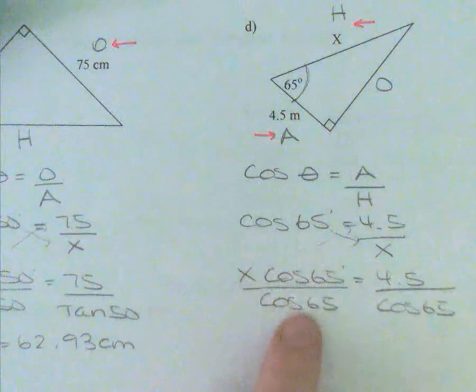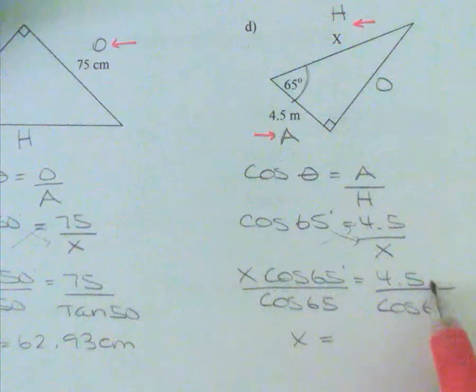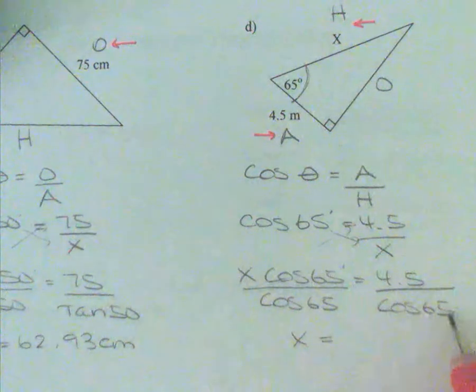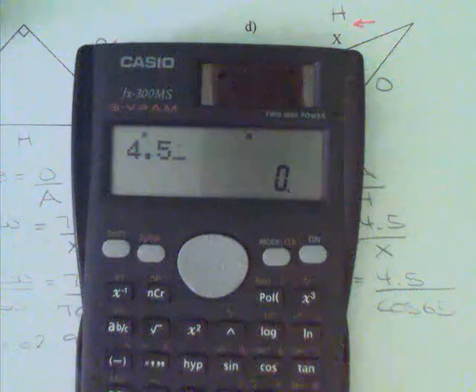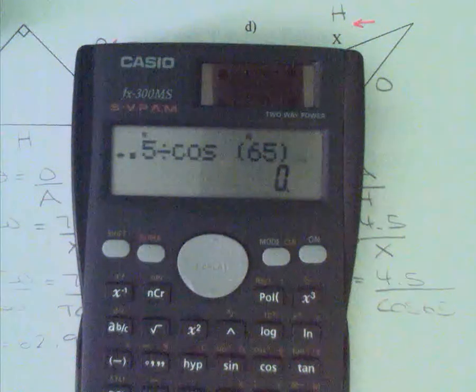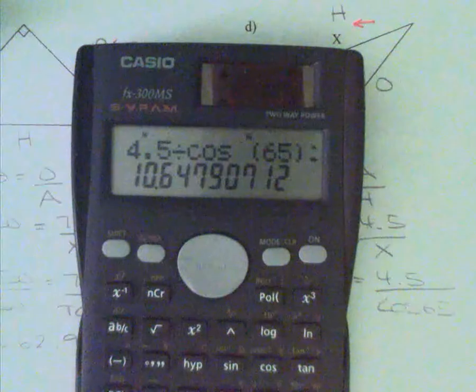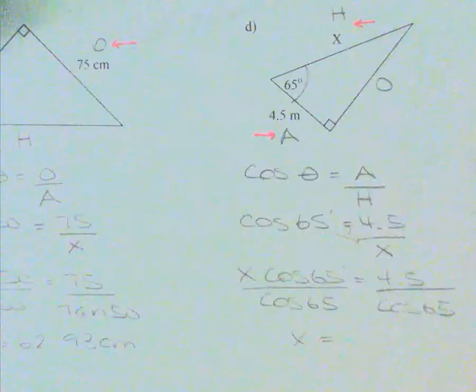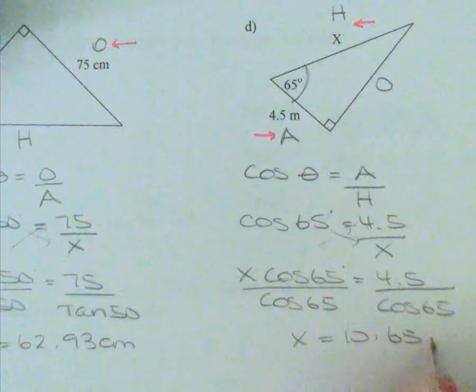This one will cancel with this one. So X is equal to 4.5 divided by cos 65. So I'm going to do 4.5 divided by cos bracket 65 close bracket equals. And I get 10.65 if I round it. And that's meters.